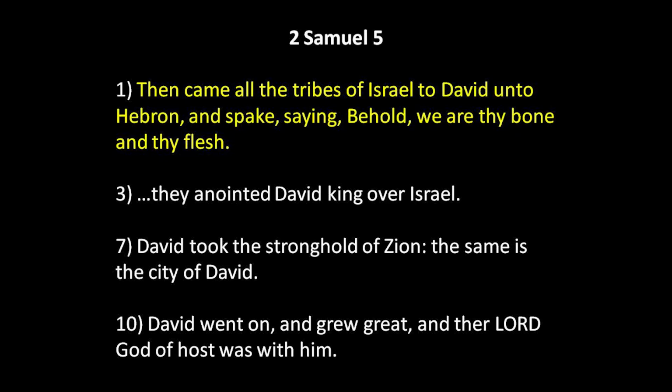Here's some key verses. The yellow ones are the memory verses. 2 Samuel 5 and verse 1, then came all the tribes of Israel to David and to Hebron and spake, saying, behold, we are thy bone and thy flesh. In verse 3, they anointed David king over Israel. 2 Samuel 5 and verse 7, David took the stronghold of Zion. The same is the city of David. 2 Samuel 5 and verse 10, David went on and grew great, and the Lord of hosts was with him.